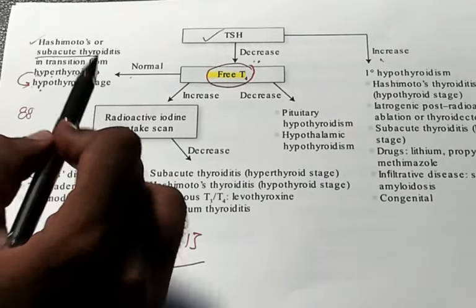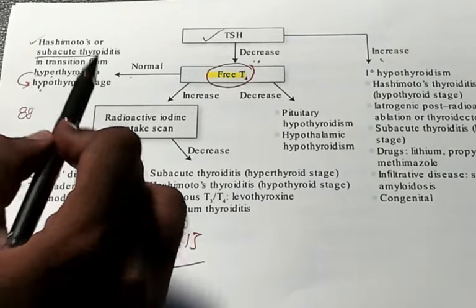Now, doctor, TSH is decreased, free T4 also decreased. Does this happen? Generally, TSH decreased means we expect free T4 to increase, but it decreased in contrast. What is the possibility? The low TSH is because of a pituitary disease. So, pituitary hypothyroidism or a hypothalamic hypothyroidism, in all these things, TSH is not produced. So, it is decreased. And that is making T4 also to decrease. So, free T4 decreased, that is, both of them are hypothyroid conditions.